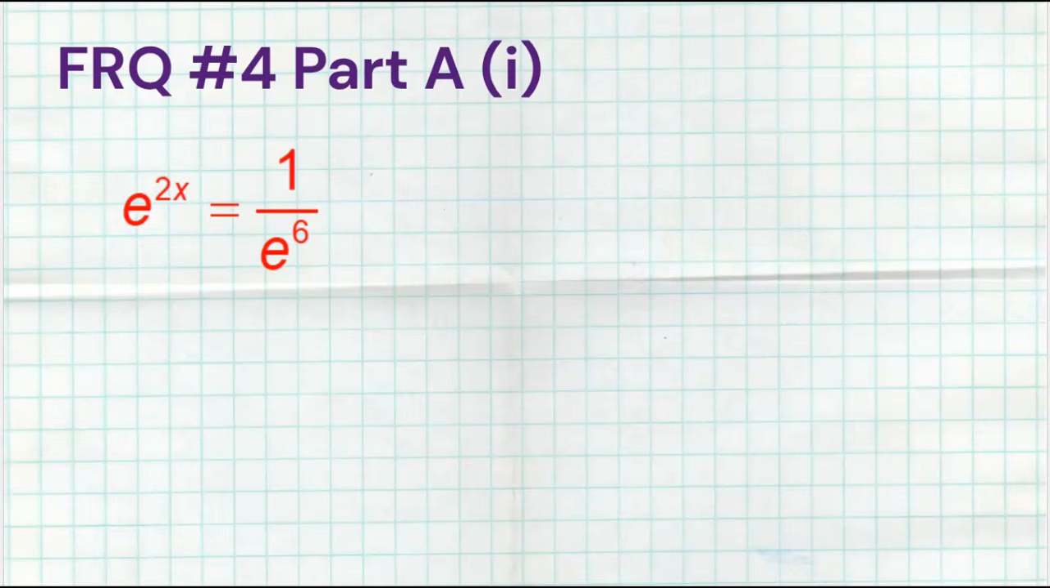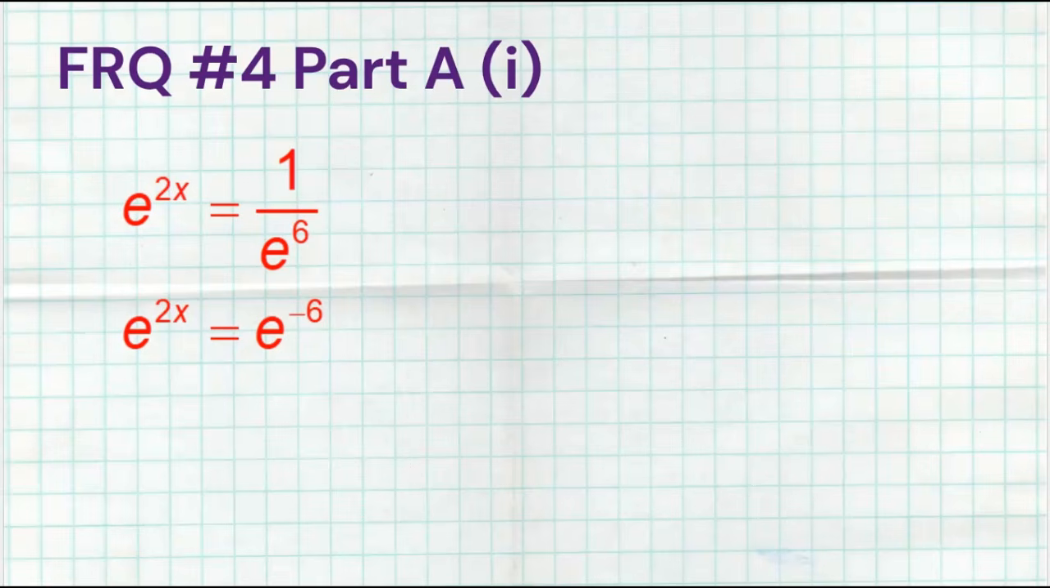Now, I'm actually going to show you 2 different ways to solve this. You do have to show your work. I'm going to show you 2 different ways because you could use either one and get the same final answer. The first thing I'm going to do to make it really easy, I think this first way is the easiest, is rewrite 1 over e to the 6 as e to the negative 6. Because if you have a positive exponent in the denominator of a fraction, you can move it to the top with a negative exponent.